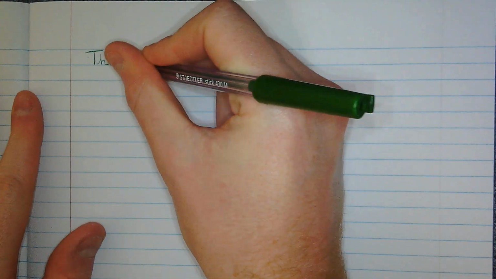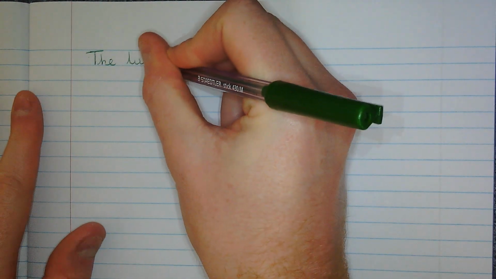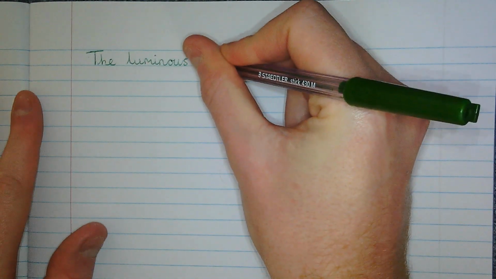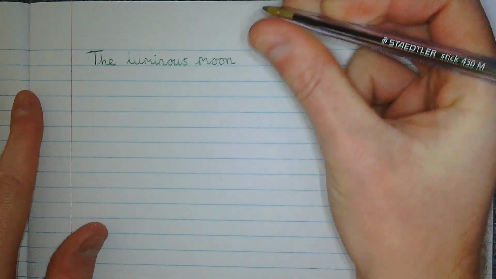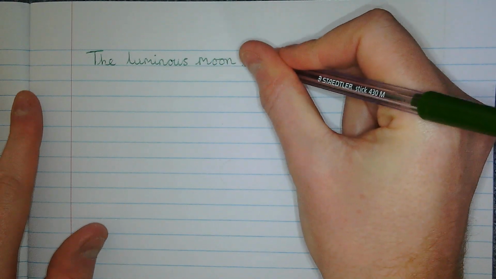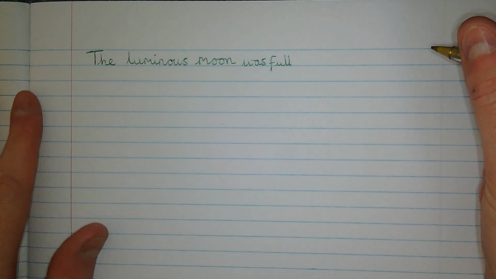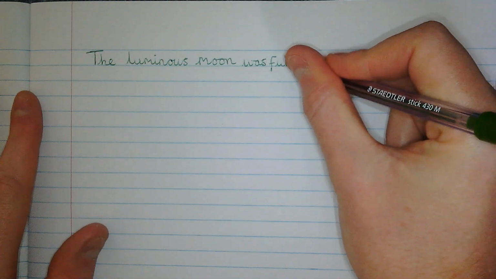So I'm going to start with the moon, and I'm going to pick the word from my list, just say luminous. So I've got the luminous moon. It was a full moon. And as I watch the video, it's surrounded by clouds, so I'm going to have that.